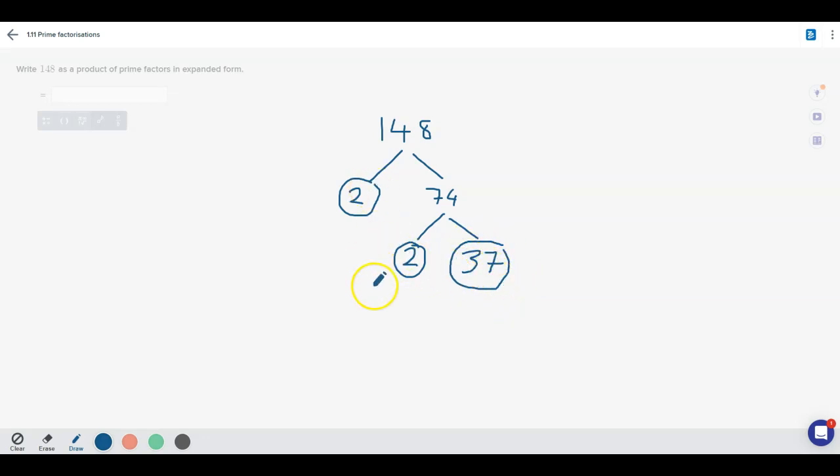So what we then have is our prime factors of 148: 2, 2, and 37. So to write that in expanded form, we simply write 2 times 2 times 37. Okay, and again, we prefer these to be in increasing order. So the 2's first and then the 37.